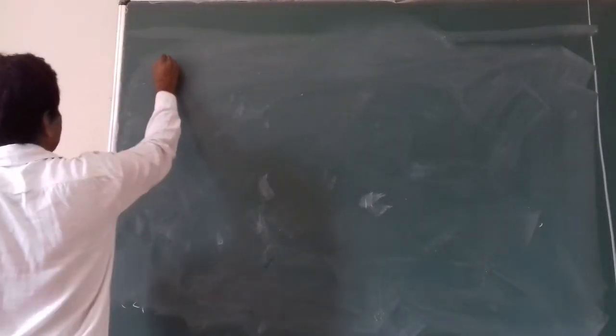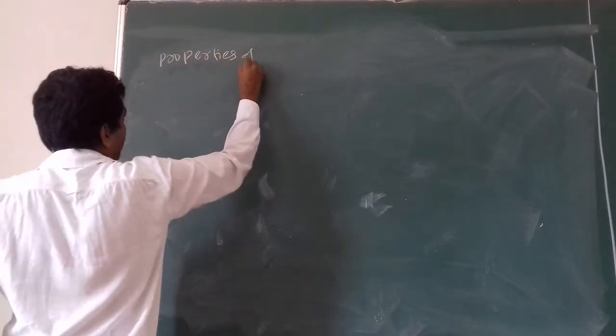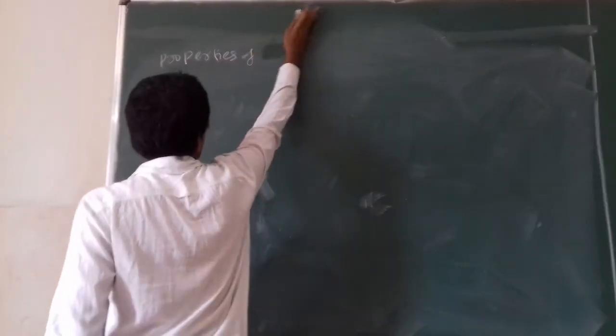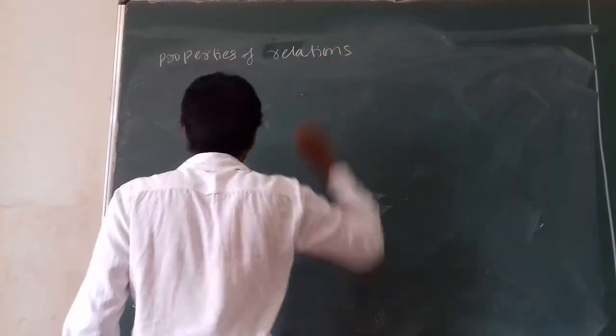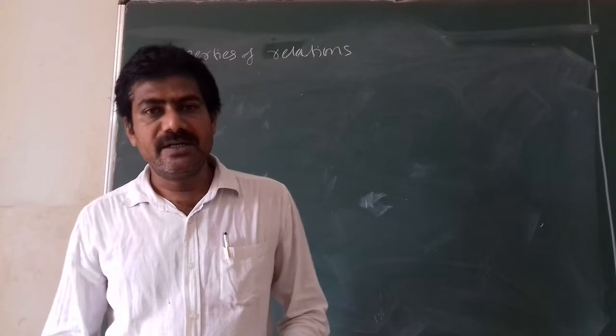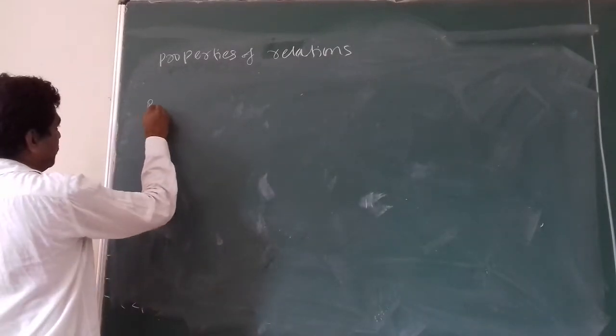Now we will see the properties of the relations. So there are 3 properties. First is reflexivity, second is symmetric, and third one is transitive. So we go with the first, reflexivity.